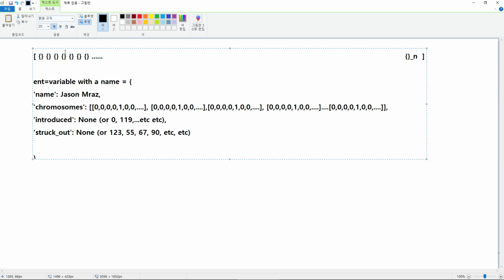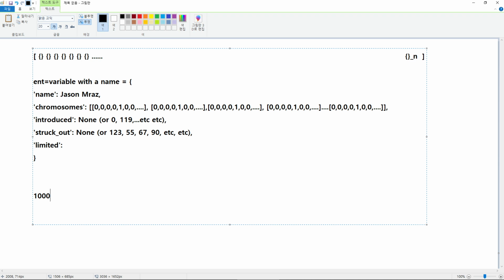Now, where's my mouse? And then after that, what could come after this? Oh yeah, limited. This means when this particular entity was limited out of the population, because of the max population factor.